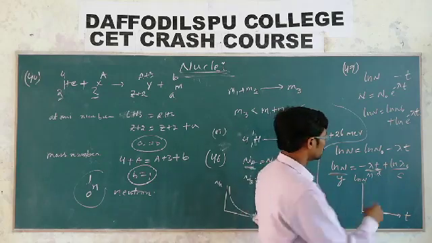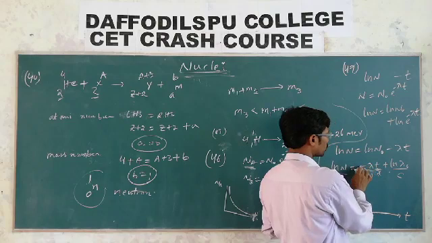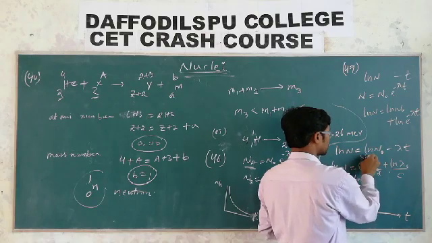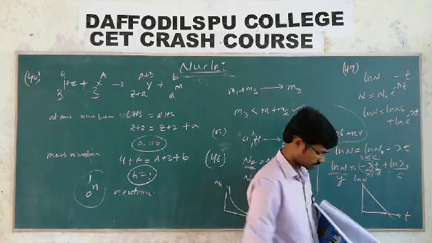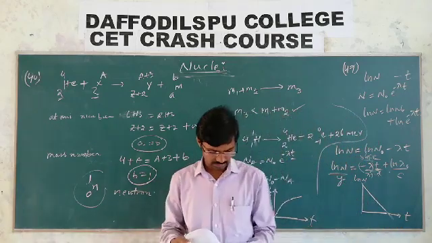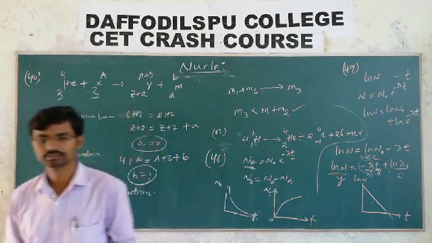But remember, this intercept is positive on the positive axis, but what is the slope here? Minus lambda. The slope is negative. Then this one will be the second option. That is the 48th one.